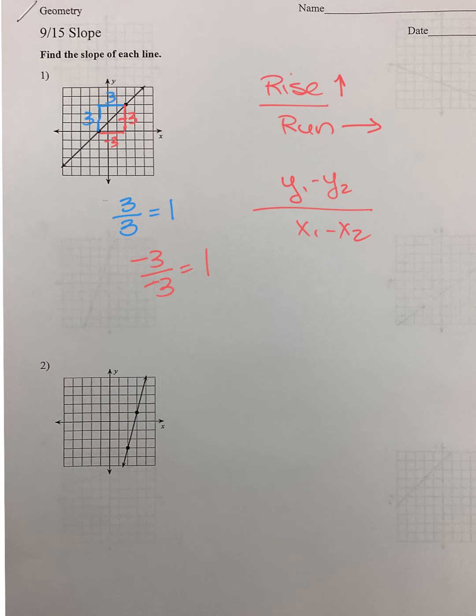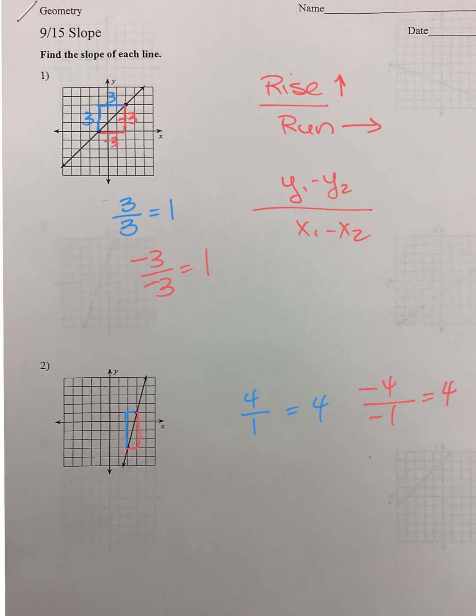So this is up 4 and right 1. And that would be 4 over 1, which equals 4, right? If you want to do it the other way, you went down 4 and left 1, which is down 4 is negative 4, and left 1 is minus 1. It's still 4.